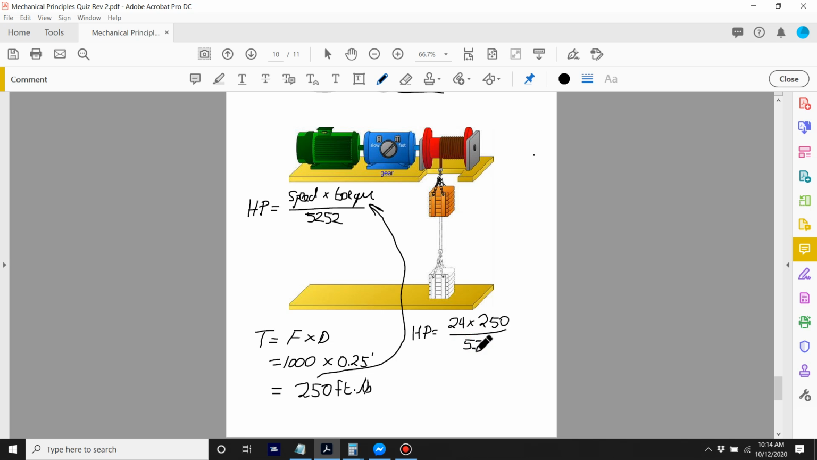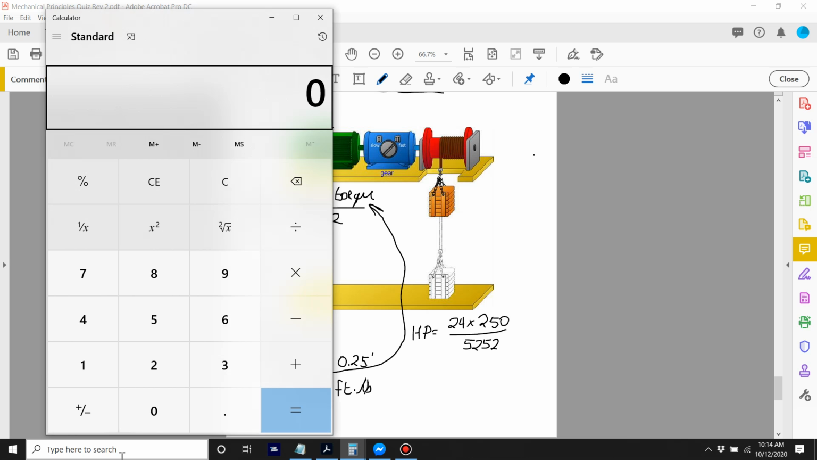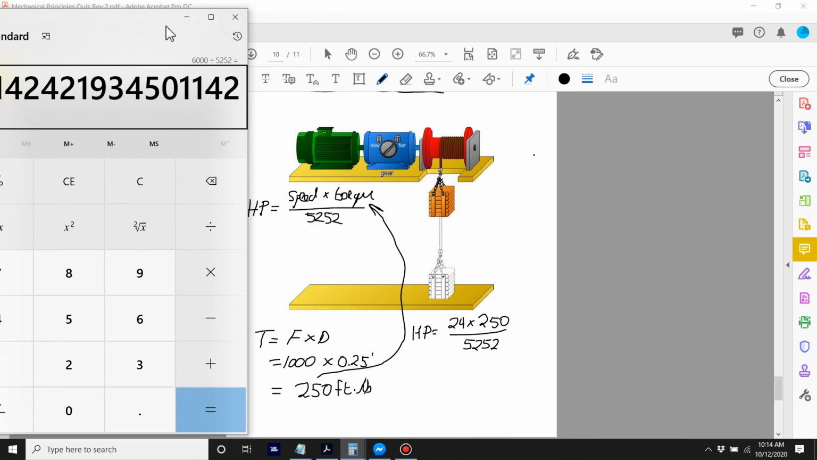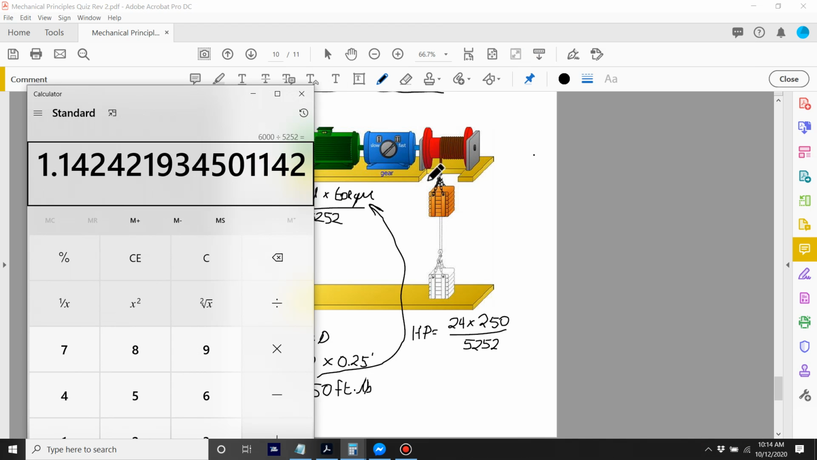Where did I get that number from? It's a constant. So just go with it. Be happy that it's a simple constant. 52, 52. Calculator. 24 multiplied by 250 divided by 52, 52. I need a motor in order to run this at 24 RPM, and in order to lift up that 1,000 pound weight, I need a motor that's at least 1.14 horsepower, but really it should be bigger.